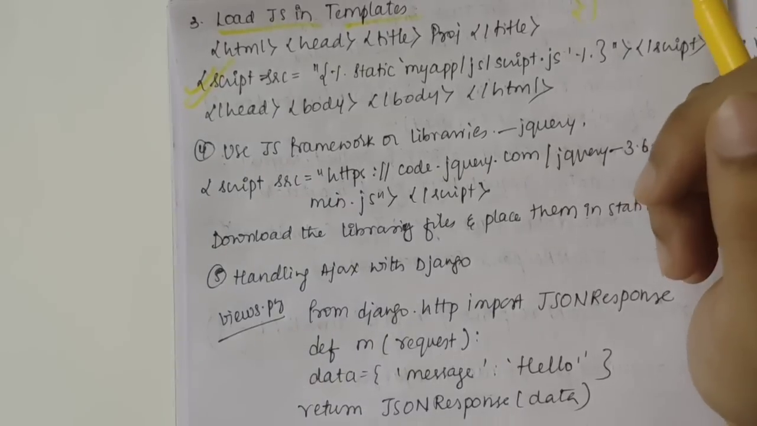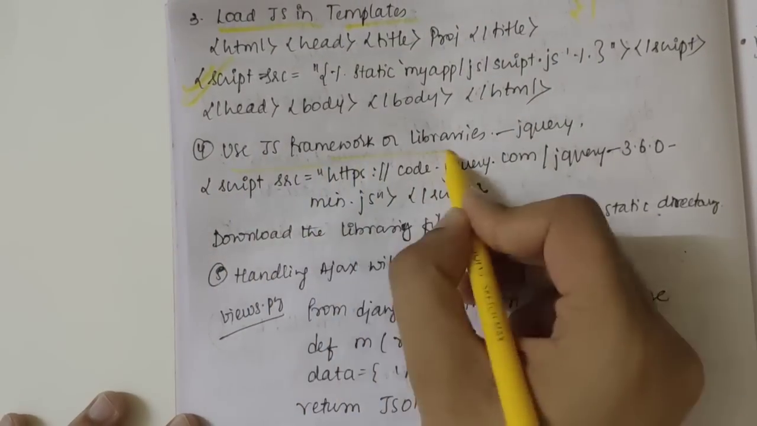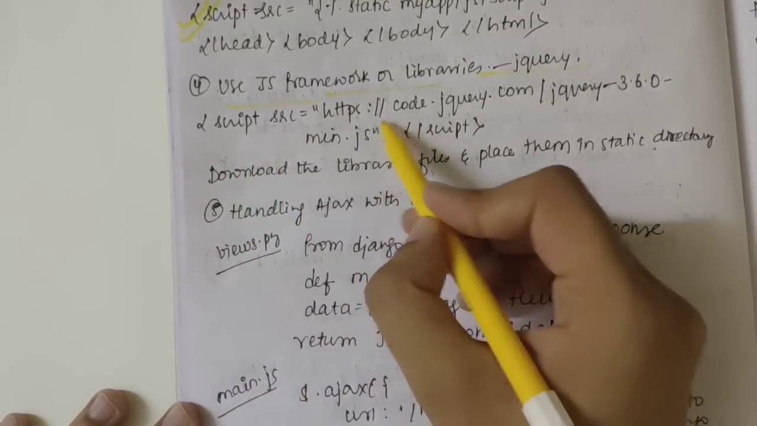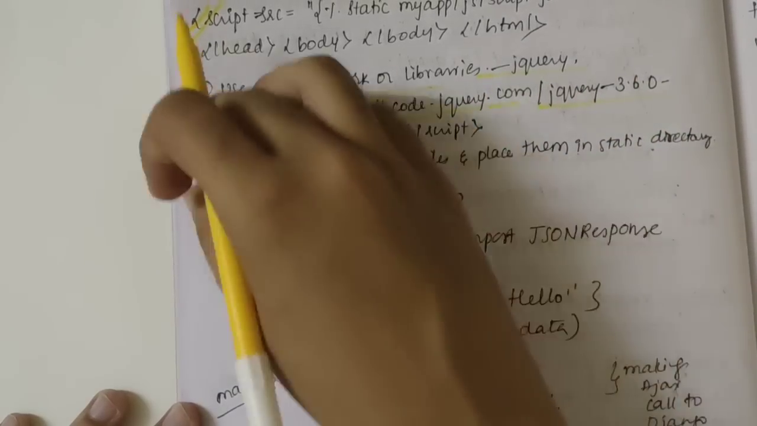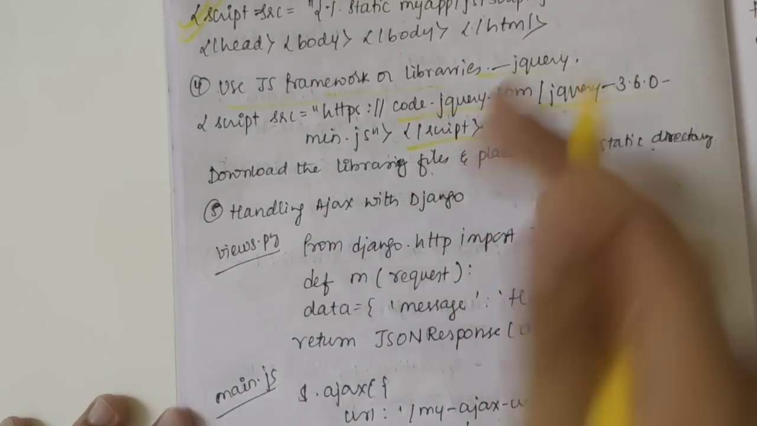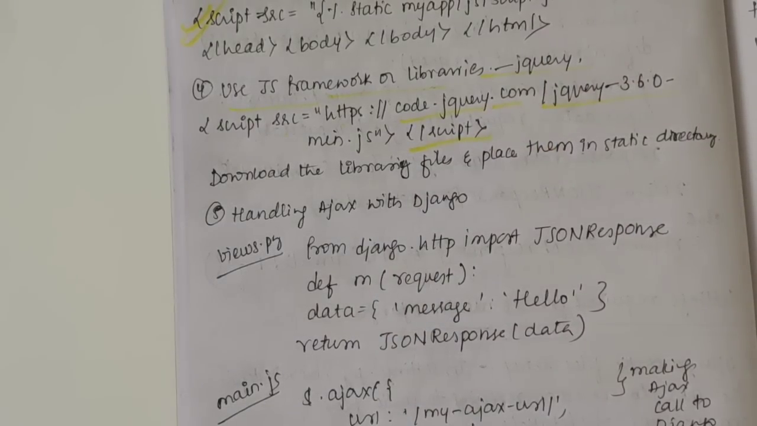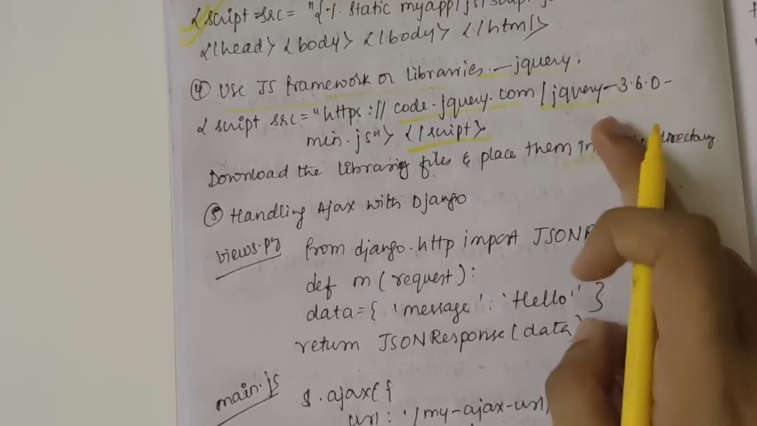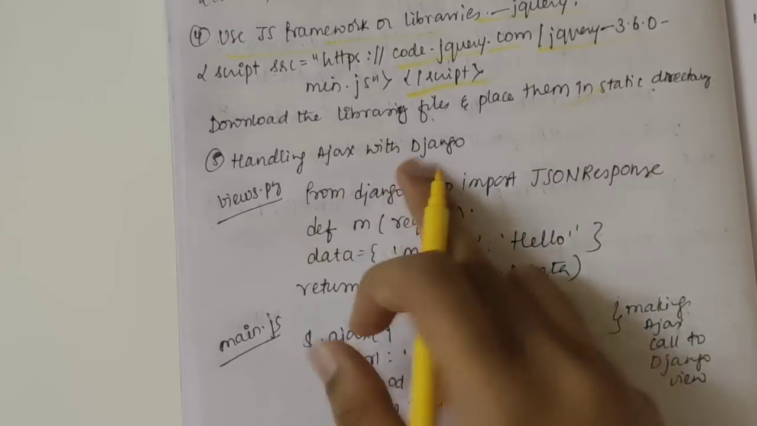Next, after this I'll be using the JavaScript frameworks or libraries, that is jQuery. Again, for that I should write script src equal to https jQuery.com jQuery. I'll specify the entire URL, again close the script part. After specifying here, I'll be downloading the library files and placing them in the static directory. This may be done or may not be done. This step is optional. After doing this, my fifth step is to handle Ajax with Django.